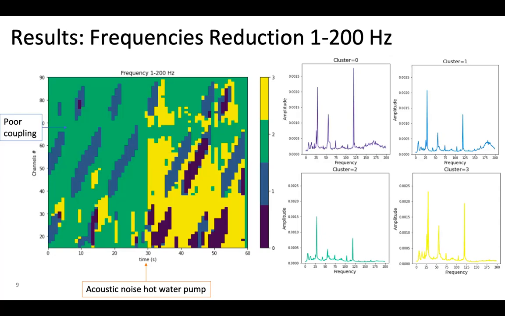On the left-hand side, we have the results of the frequency reduction. Here, 2 major observations are seen. The first one is the poor coupling, observed at channels 37 and 70. This is where there was not a tight contact between the fiber optic cable and the pipe. Second is the clear distinction at 30 seconds, which was picked up by cluster 3. This is indicative of the acoustic noise from the hot water pump.